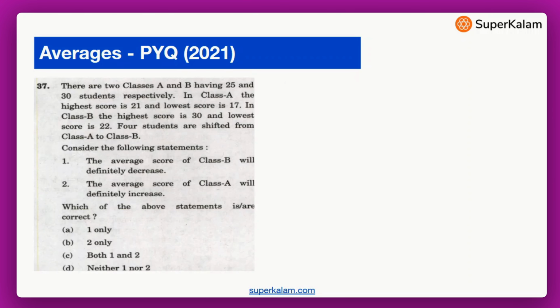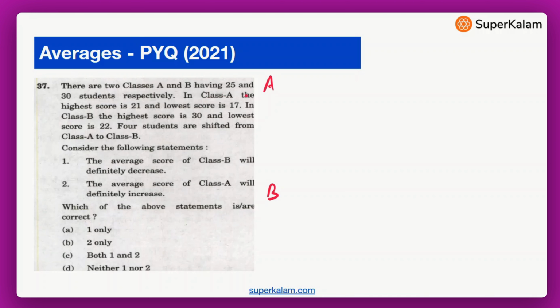Now let's take a tricky one. Here the question does not convey the information directly, and wants you to apply your mind and your common sense. Now there are two classes. Let's say there is a class A and a class B. In class A there are 25 students, and in class B there are 30 students.